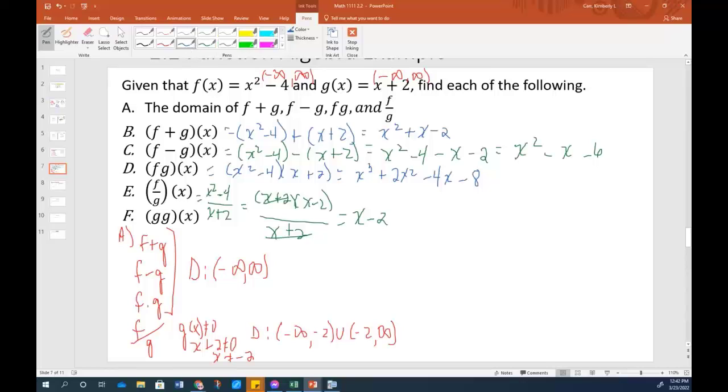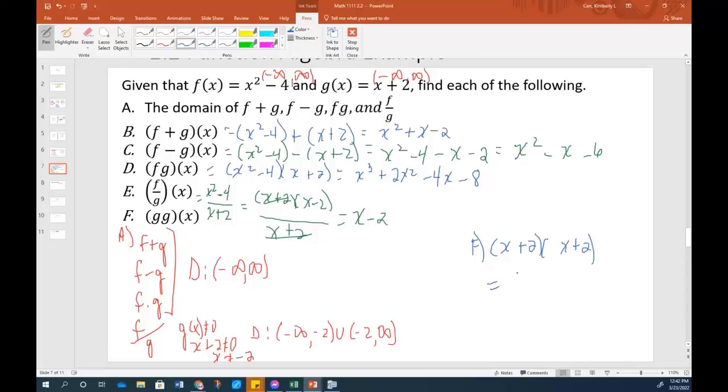Now I realize I'm out of room going down, so we're going to put f over here in this white space. So for f, it says g of x, which means g of x times g of x. That's x plus 2 times itself.